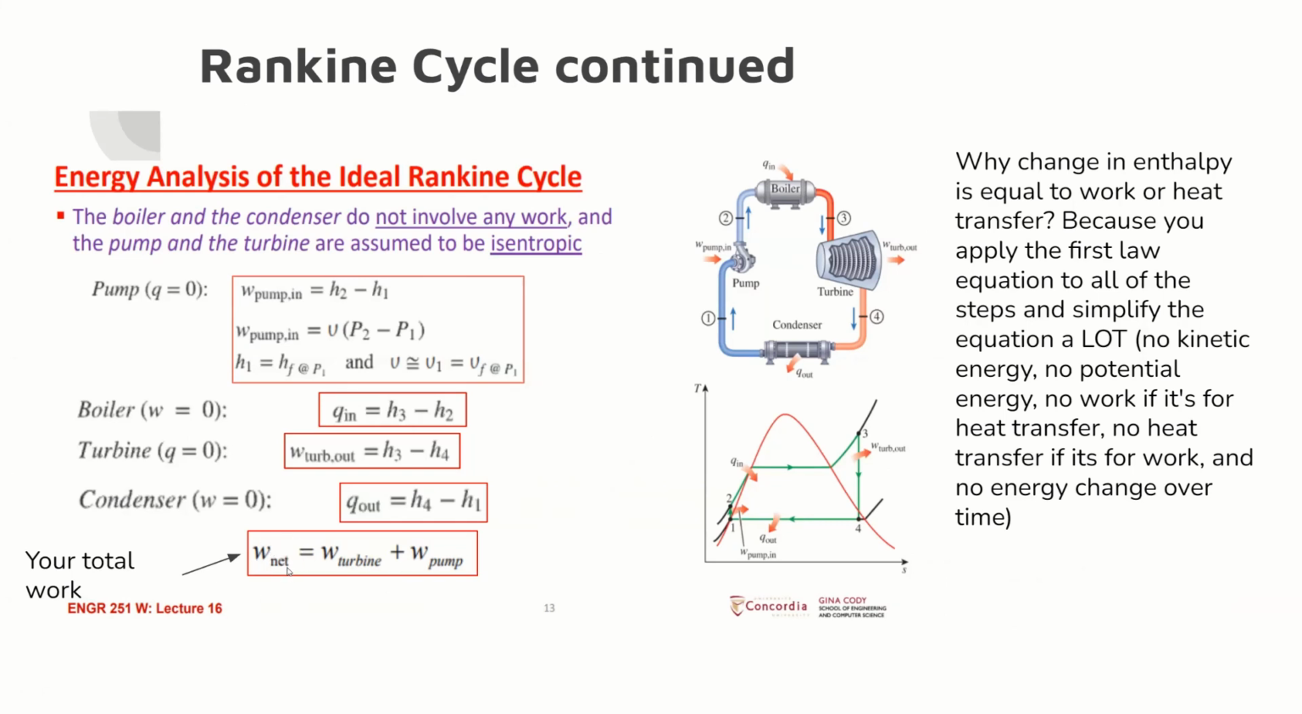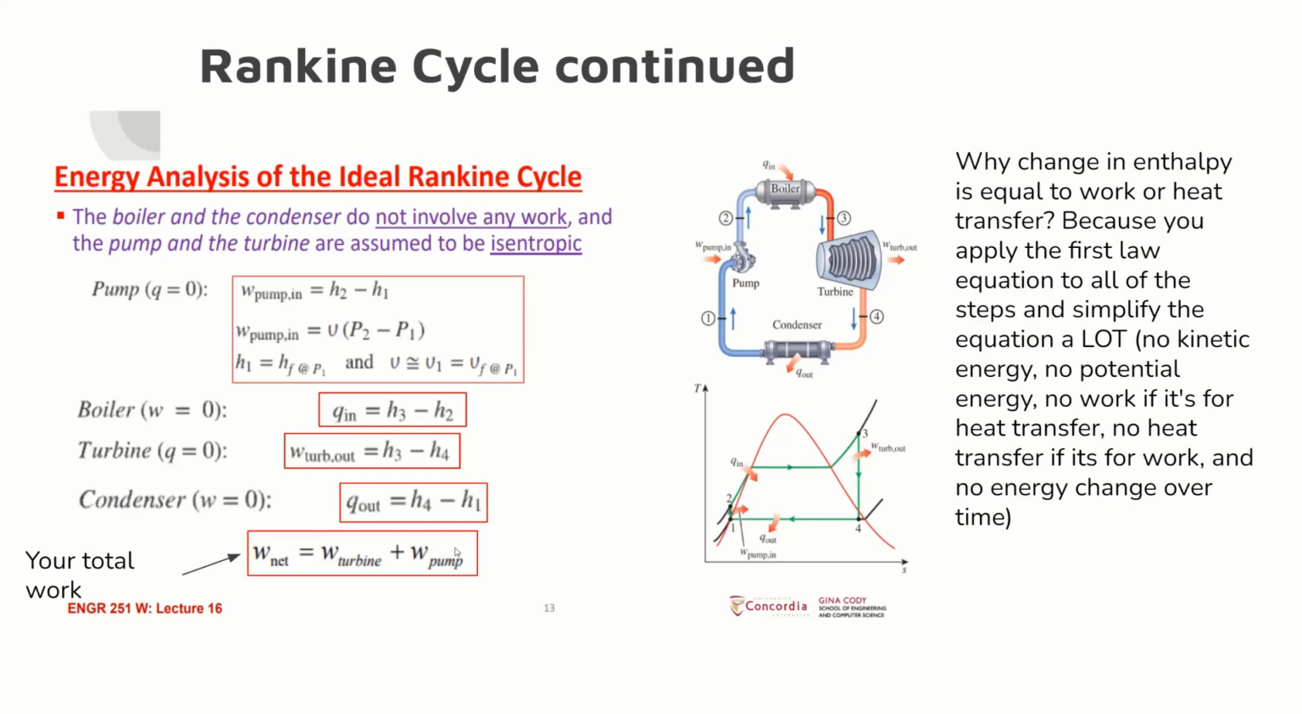For the work net, that's just the total work of your entire system. It's going to be the work of the turbine plus the work of the pump. All the time, your work from the turbine should be positive. If it's negative, what's probably happened is that you took the difference between the specific enthalpies in the wrong order. So you put H4 here and H3 here, and so you got a negative value. If that happened, then you need to reverse the order, because the work coming out of the turbine is always positive. It's imperative that you memorize that.